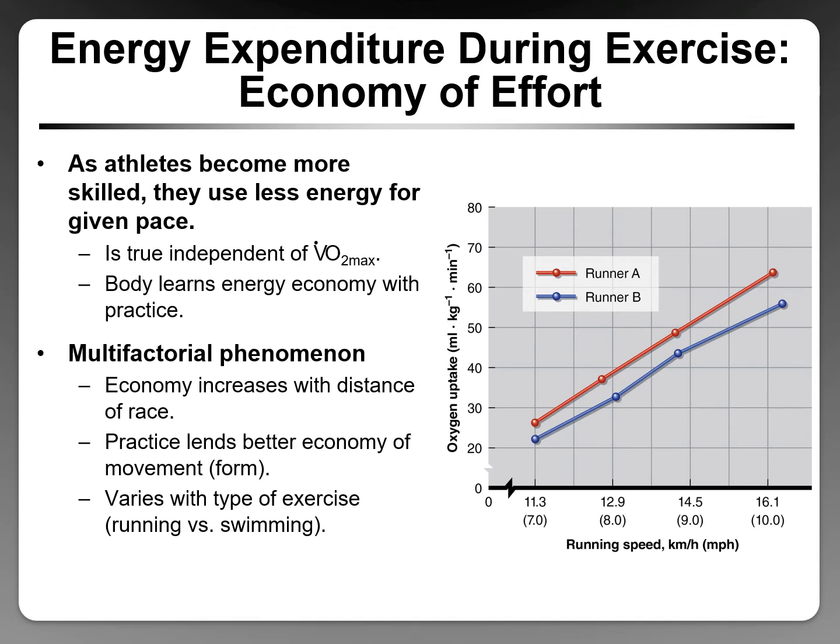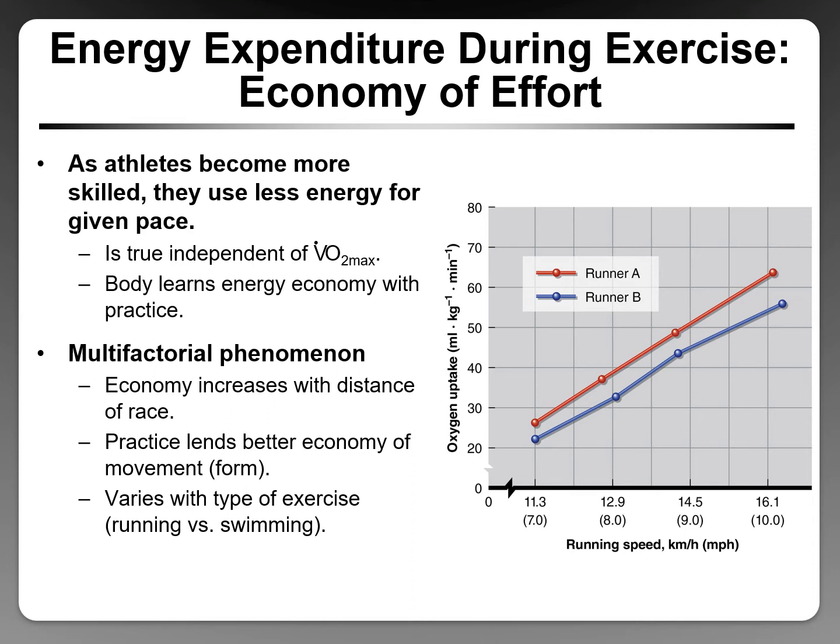So, the next concept past aerobic and anaerobic performance is our economy of effort, so our exercise efficiency. So as athletes become more skilled, they're going to use less energy at a given pace. So this means even if somebody has trained to their maximal VO2, they can still get better at their sport, or their performance can still improve, just because they get better at doing the thing. This is going to be true independent of VO2 max, and this is just because the body learns to become more efficient and have better energy economy with practice.